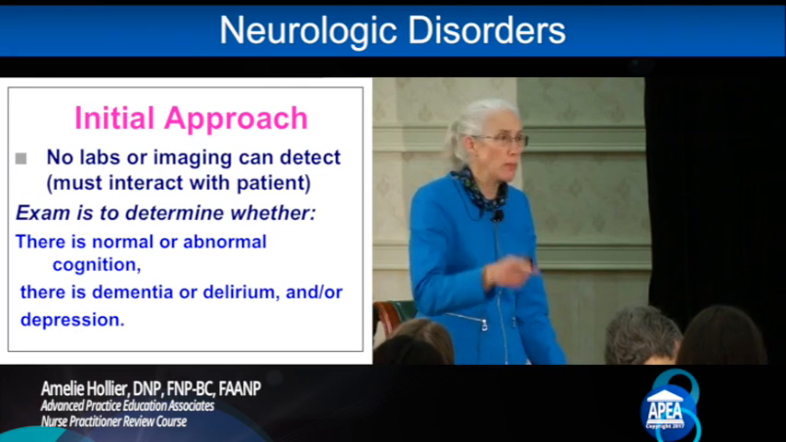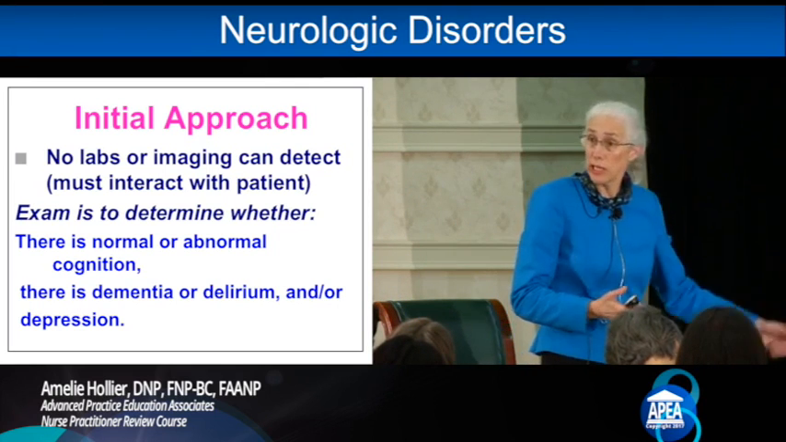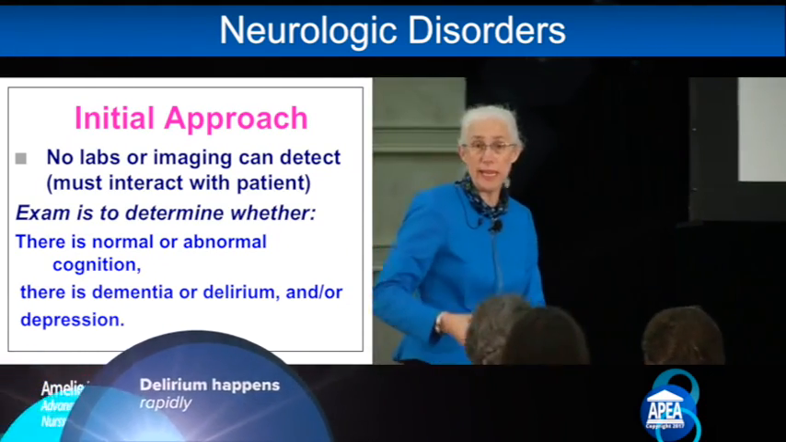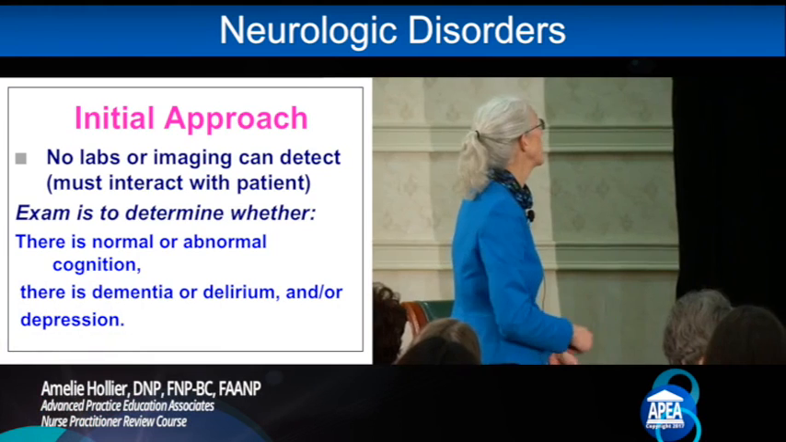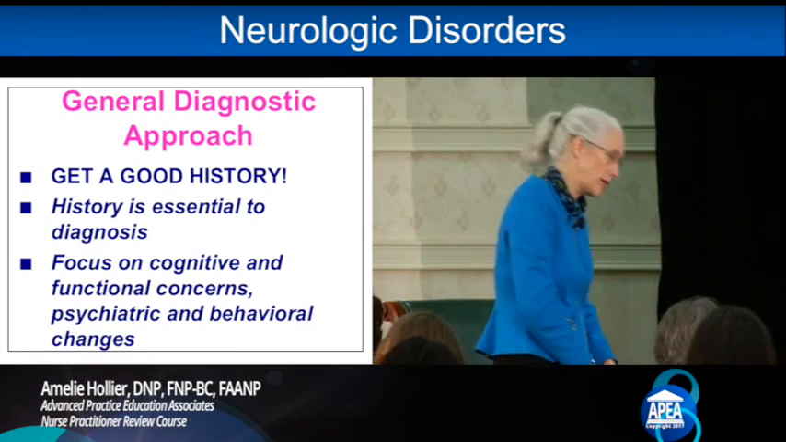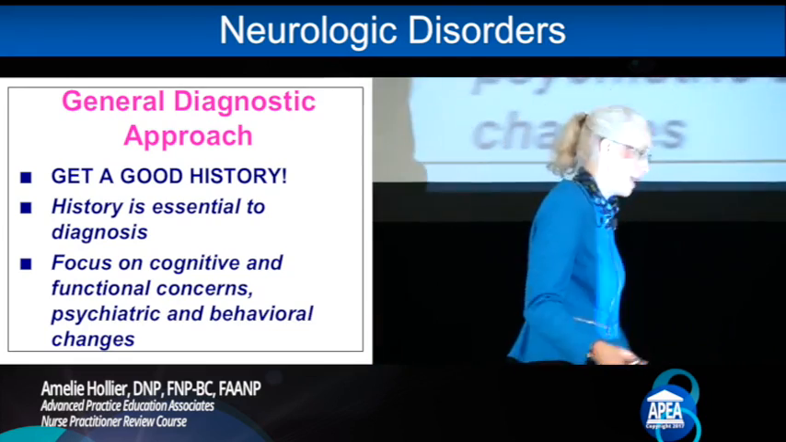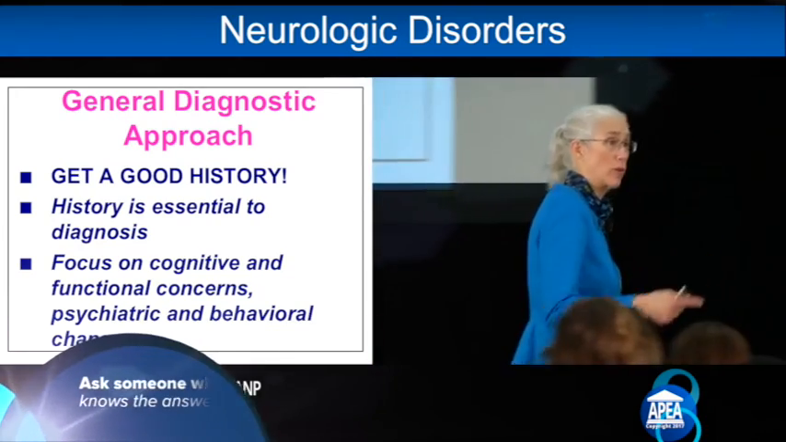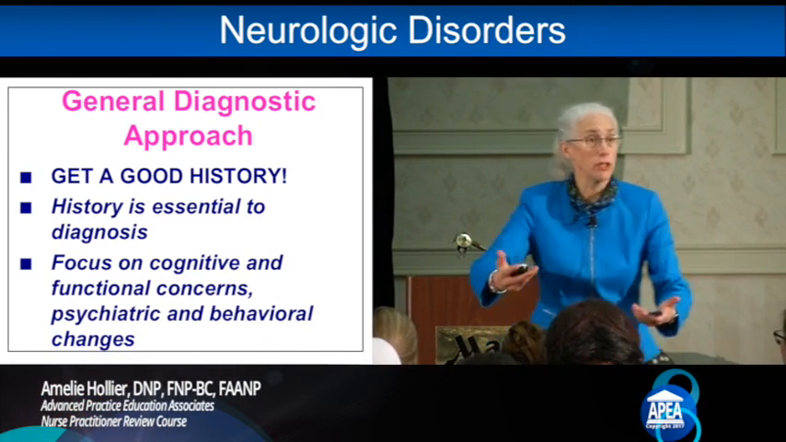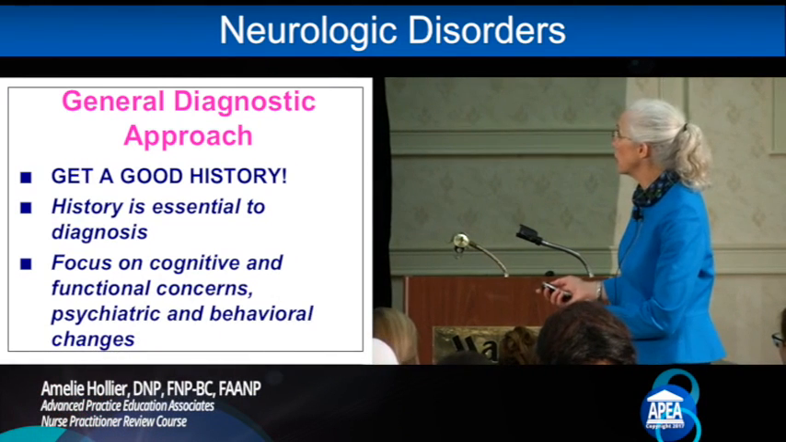And what must always be in your differential is whether or not this is delirium, because delirium is something that happens very rapidly, this week, yesterday. It happens quickly. What are you going to do? You're going to get a good history, but it also means that you get a good history from the patient and from somebody who knows the answers to the questions you're asking. And so you got to compare what the patient tells you with what you know to be the true answers.